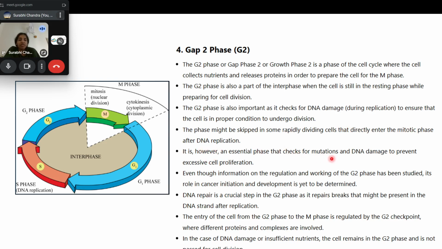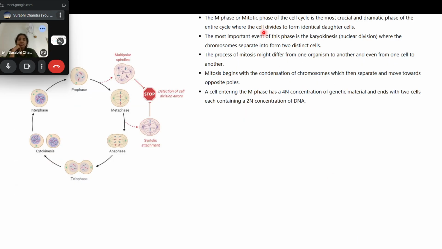It is, however, an essential phase that checks for mutations as well, checks for DNA damage as well. And DNA repair is actually a crucial step in this gap 2 phase here. And entry of the cell from the G2 phase to this M phase is regulated by the G2 checkpoint, where different proteins and complexes are involved. In case of DNA damage or insufficient nutrients, the cells can remain in the G2 phase and are not moved on to the M phase, the dividing phase.